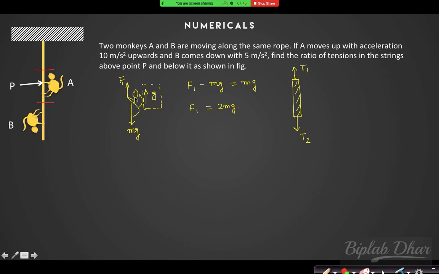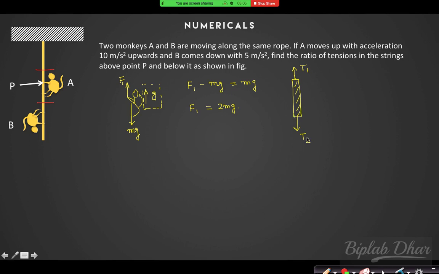Why is it in that direction? Tension is always getting out of the body. That is a basic property you studied last class. Do you remember that? All the tensions, on both sides, will always get out of the body. They cannot get into the body.